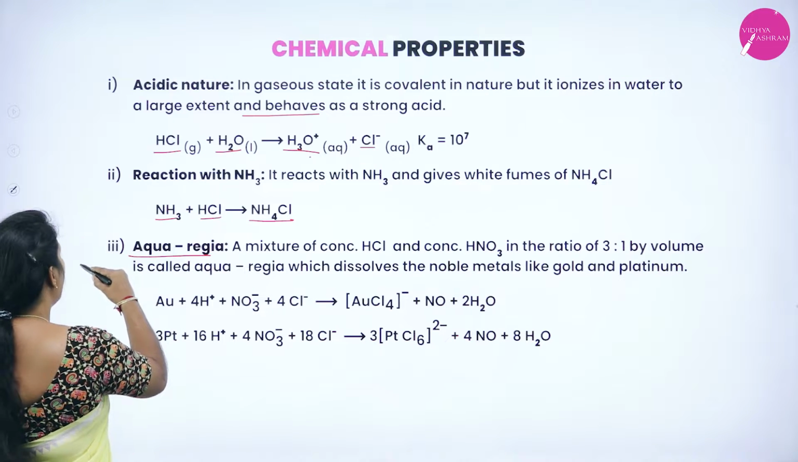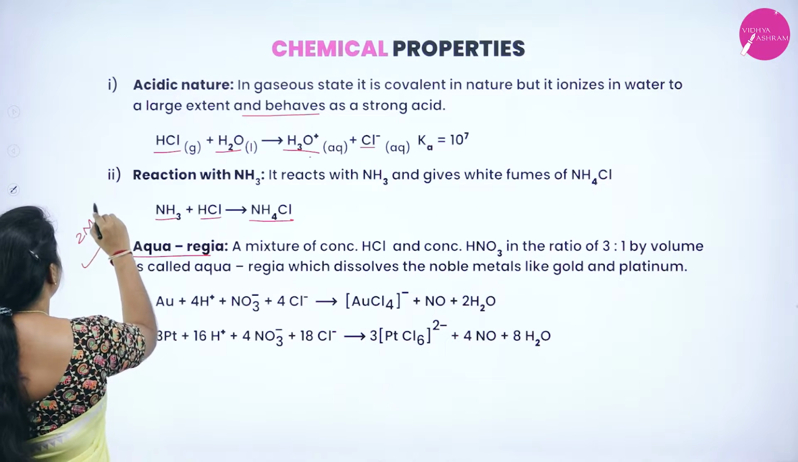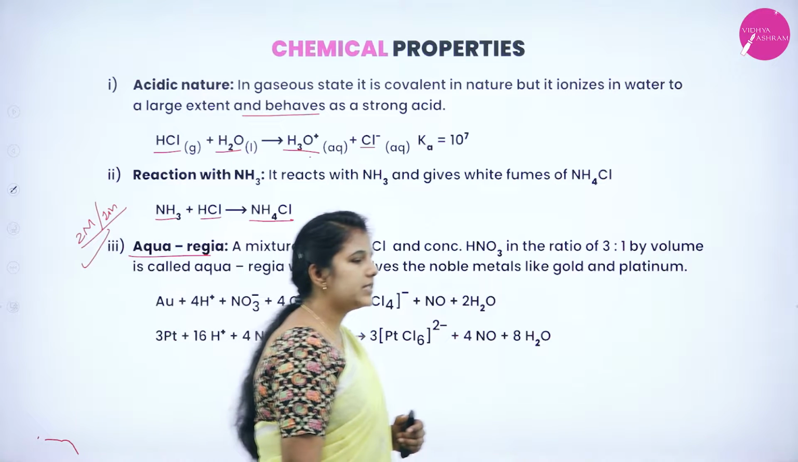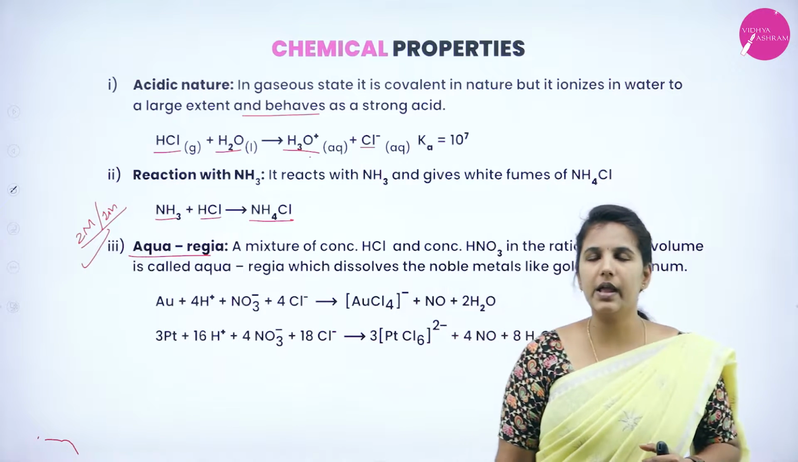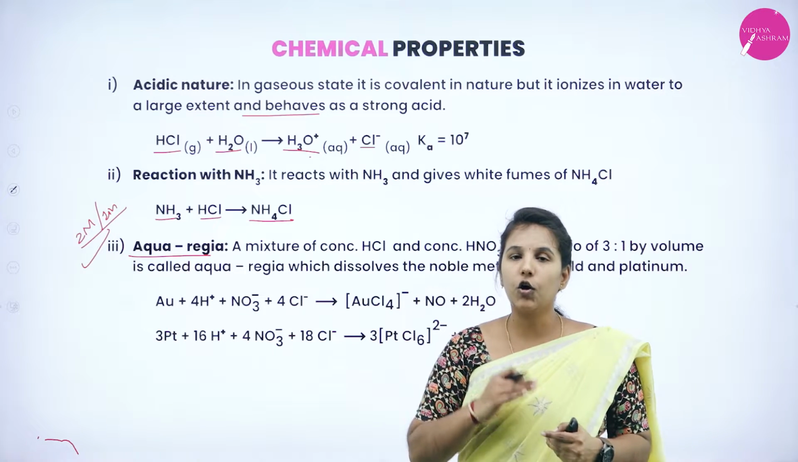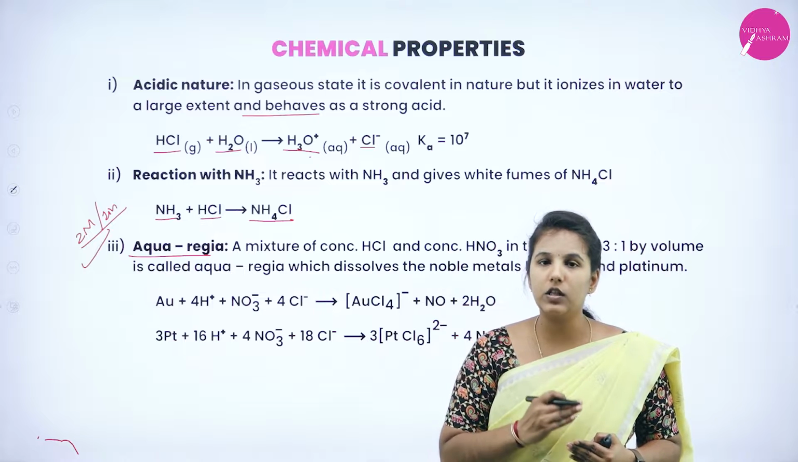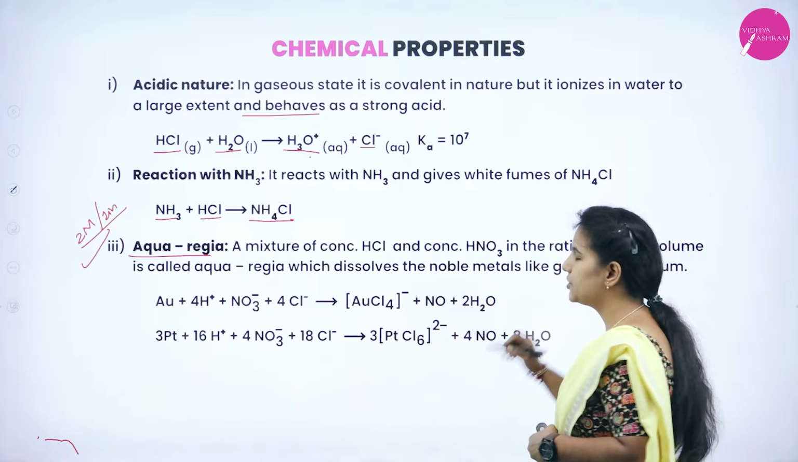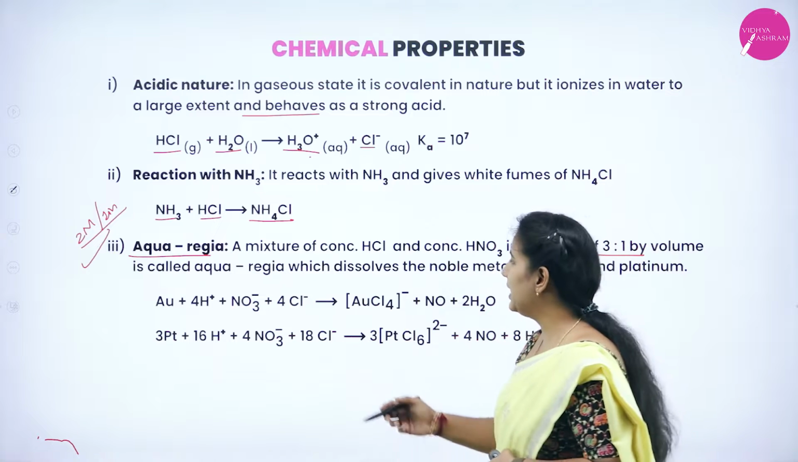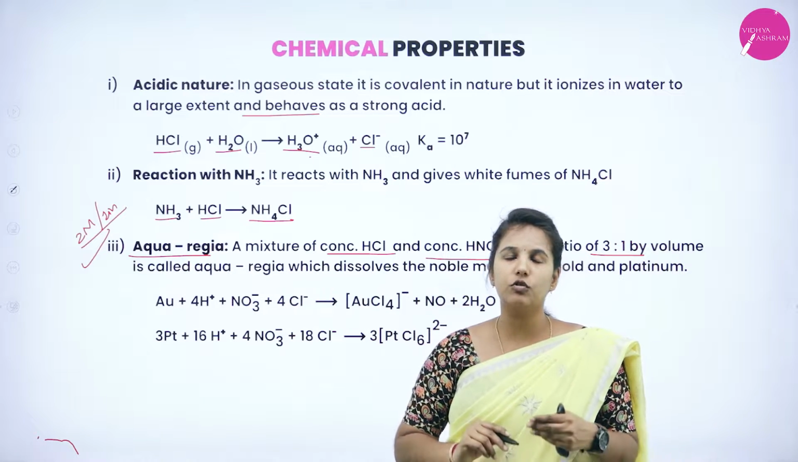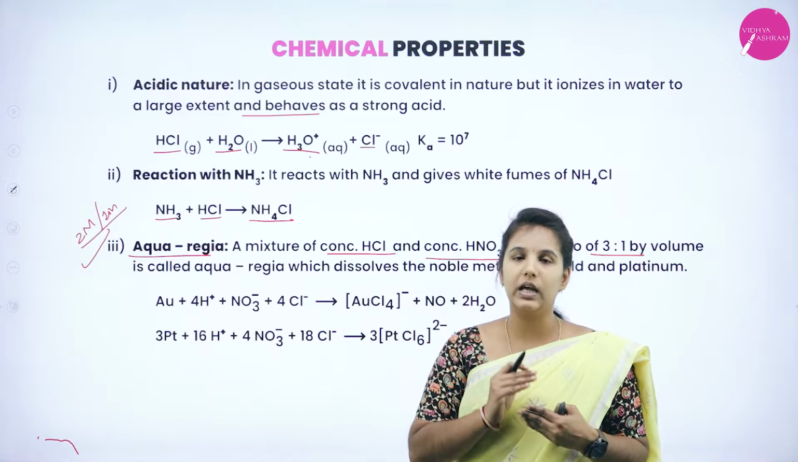So for the 1 mark or the 2 mark question, they are definitely going to ask what is aqua regia and where exactly this aqua regia will be used. Aqua regia is a mixture of concentrated HCl with concentrated HNO3 in a 3:1 ratio.